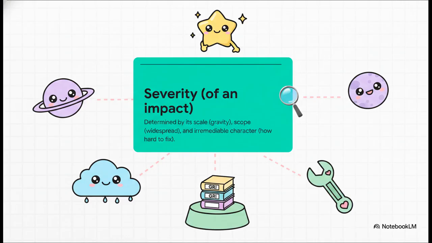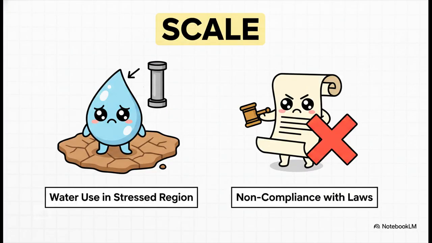It's not just one thing. GRI actually breaks it down into 3 distinct characteristics. You have to look at all of them together to really understand the full weight of an impact. First up is scale. This basically asks, how grave is this impact? And context is everything here. An impact's scale is considered way bigger if it involves something like a human rights violation, or if it happens in a really vulnerable place, like a company using tons of water in a region that's already facing a drought.